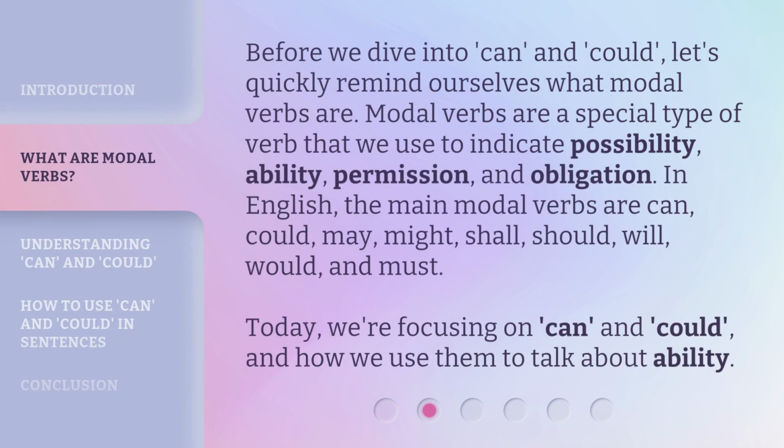Before we dive into can and could, let's quickly remind ourselves what modal verbs are. Modal verbs are a special type of verb that we use to indicate possibility, ability, permission, and obligation. In English, the main modal verbs are can, could, may, might, shall, should, will, would, and must. Today, we're focusing on can and could, and how we use them to talk about ability.